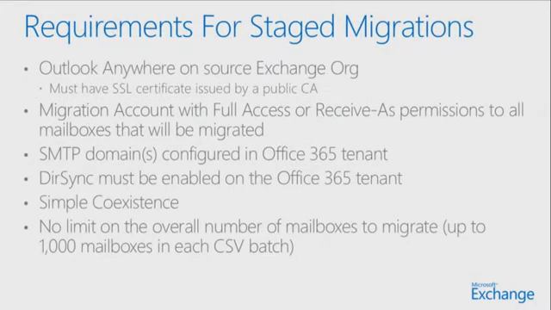Requirements: Outlook Anywhere, again, on the source Exchange organization. Migration account with full access. SMTP domains configured. DirSync must be enabled on the Office 365 tenant. So for staged migration, this is the difference: you need to have DirSync enabled. This is simple coexistence. No limit on the number of mailboxes to migrate. Up to 1,000 mailboxes in each CSV batch. So you can do multiple batches.